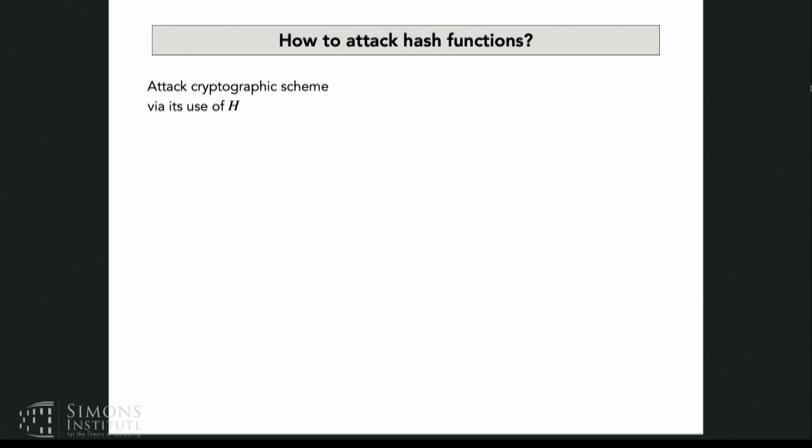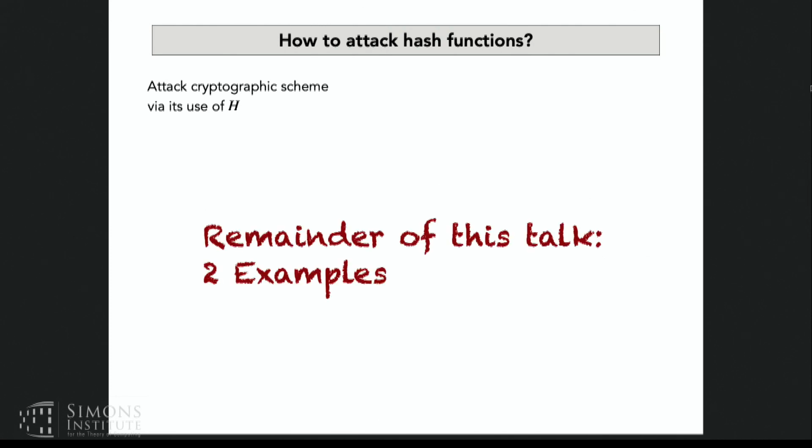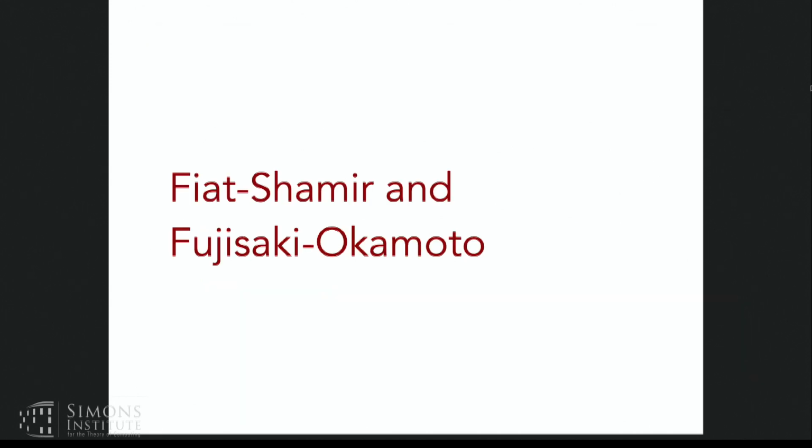Now, finally, if we want to attack the use of this hash function as a monolithic object used in a cryptographic scheme, that's basically what the rest of this talk will be about. So the two examples that I want to talk about are these two generic transformations that are used a lot in post-quantum crypto. To do that, I would like to first explain the two transformations.